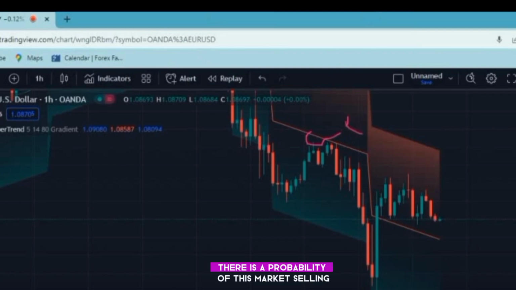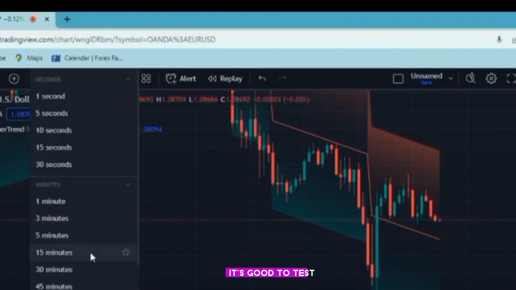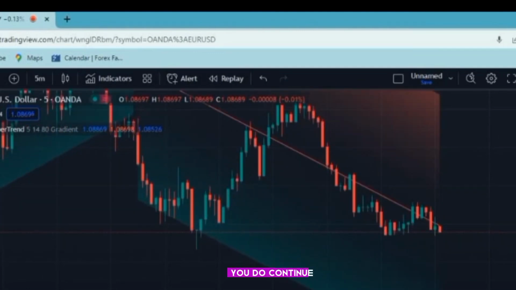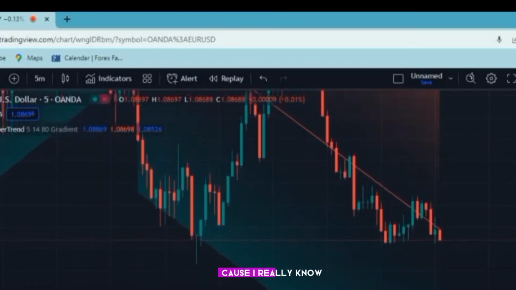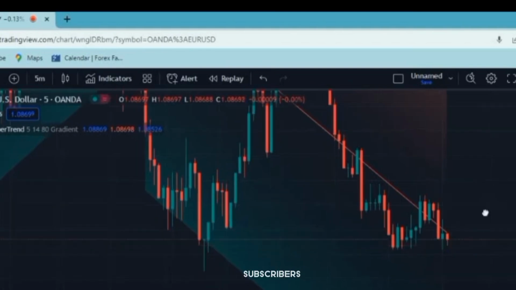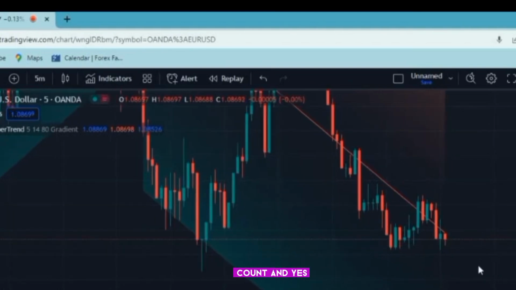There is a probability of this market selling. I told you that, and yes, it is happening. Okay, so it's good to test everything on live market, seeing how the market is behaving. And so guys, success in everything you do. Continue working hard, because I really know one day your hard work will pay you. So guys, road to 10K subscribers, kindly let yours count. And yes, it is selling.